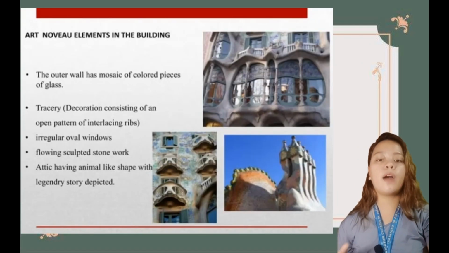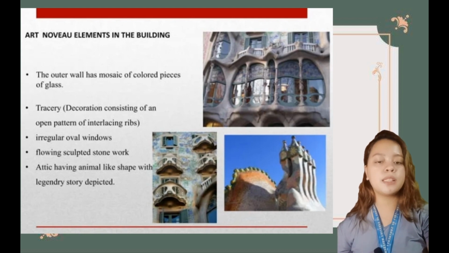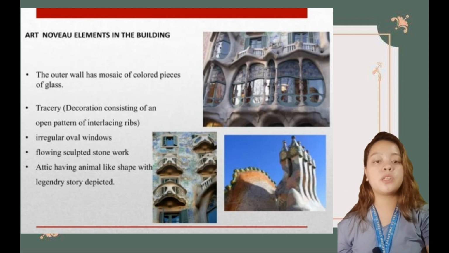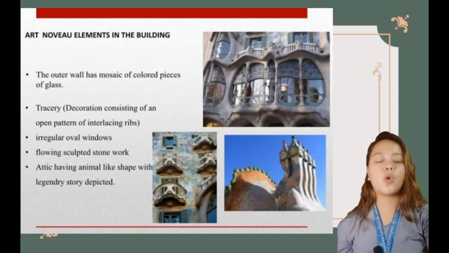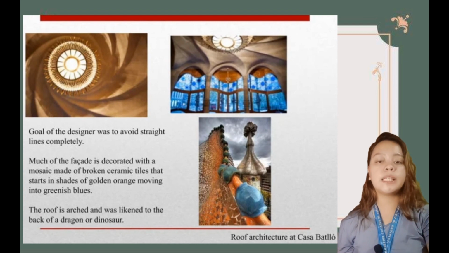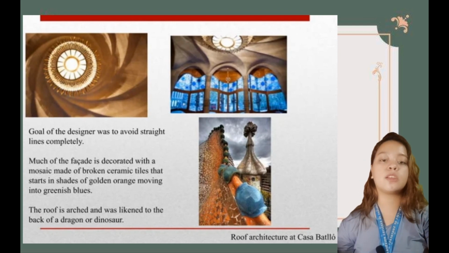So Art Nouveau elements in the building. The outer wall has a mosaic of colored pieces of glass, tracery or decoration consisting of an open pattern of interlacing ribs, irregular oval windows, flowing sculptures, sculpted stonework, and an attic having an animal-like shape with a legendary story depicted. So the goal of the designer was to avoid straight lines completely.